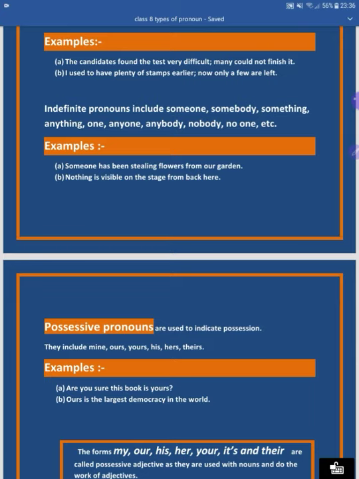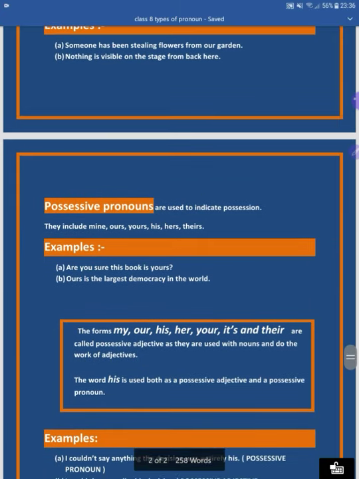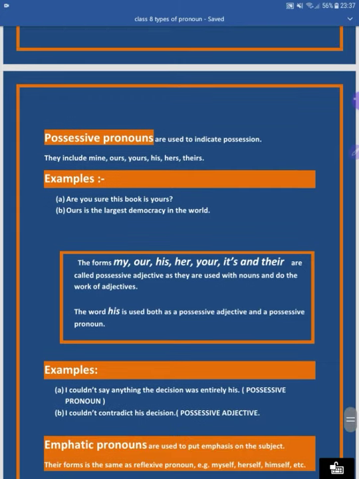Okay, now next is the possessive pronoun. Possessive pronouns, as I have told you, show possession or ownership, and they include mine, ours, yours, his, hers, theirs. Example: are you sure this book is yours? Ours is the largest democracy in the world. So these are examples where we can show our possession or ownership.